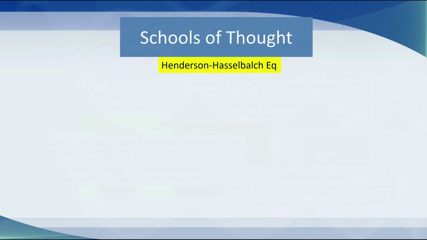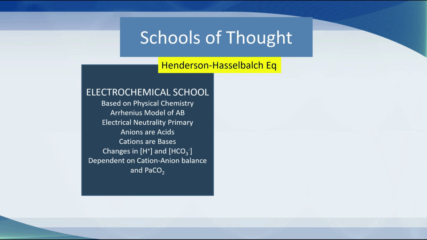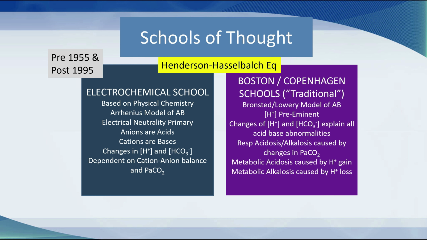If you look at the schools of thought of acid-base chemistry, it is part of the electrochemical school that was the prevalent school up to 1955, and in some quarters is the prevalent school today. The alternative school, as I mentioned in the tutorial on carbon dioxide, comes from both Boston and Copenhagen, and I will go through these in detail in a future tutorial.